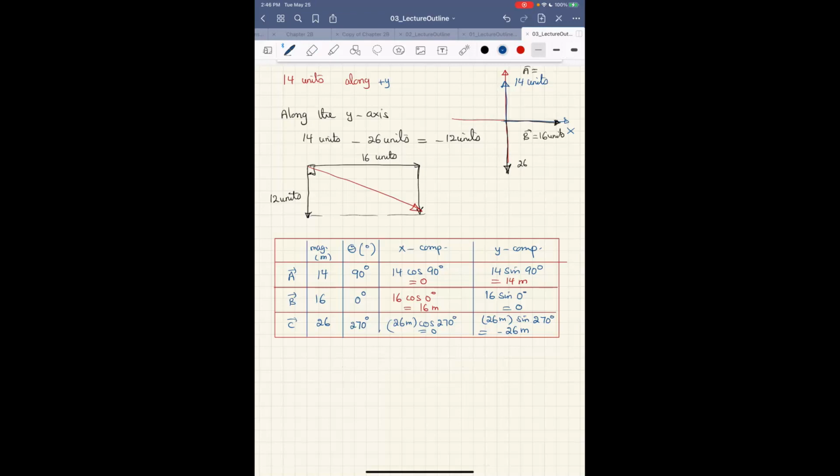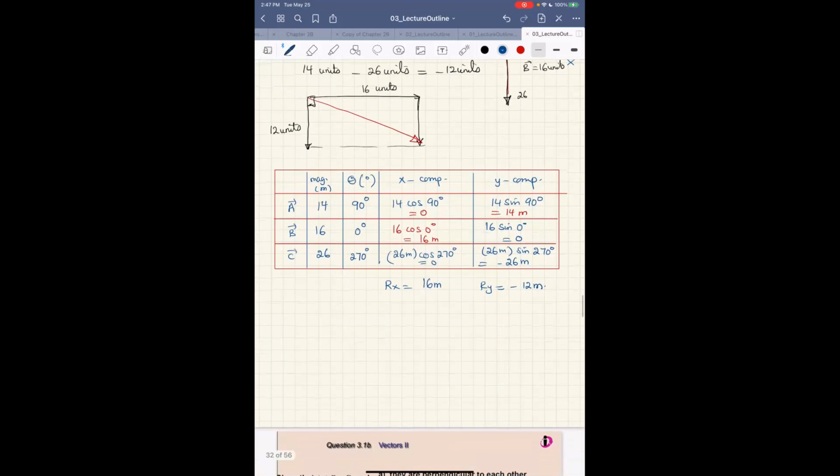This is Rx, and this is Ry. And that one you're going to add all together, 16 meters, and this one 14 minus 26, which is negative 12. It's the same results that I got here. And then I can say R is going to be the square root of Rx squared plus Ry squared. Then it is going to be the square root of 16 meters squared plus negative 12 squared. Okay, and then you're going to find the square root.